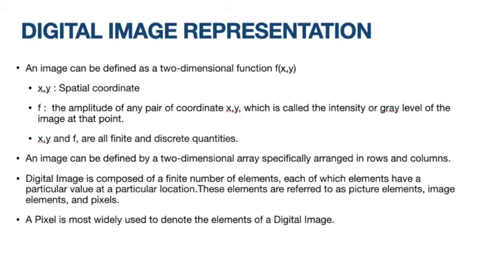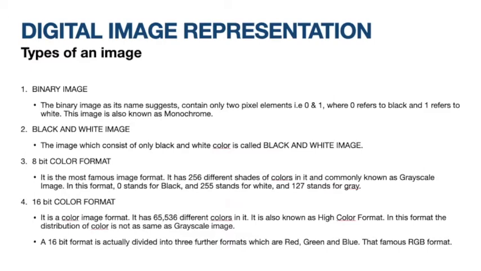Okay, based on this there are mainly four types of images: binary image, black and white image, 8-bit color format and 16-bit color format. Binary image means it contains only two kinds of pixel elements, that is 0 and 1. 0 refers to black and 1 refers to white, and such an image is also called a monochrome image. So it is basically known as a binary image or monochrome image.